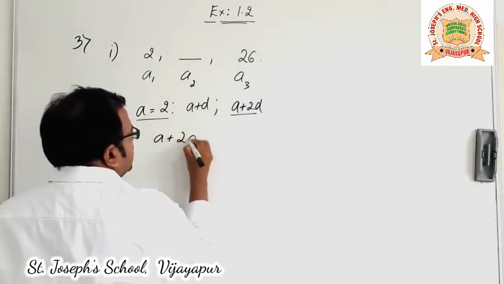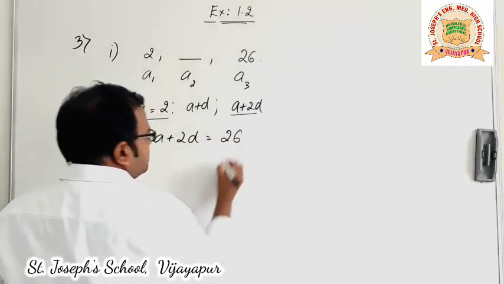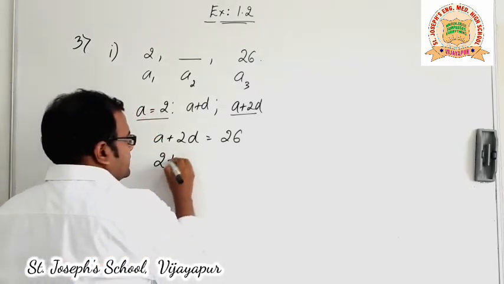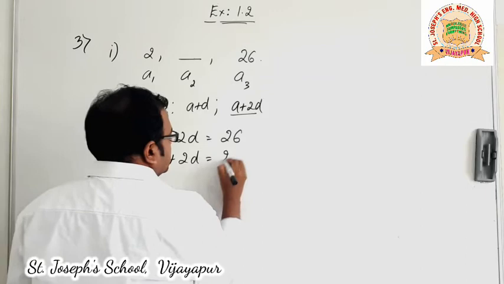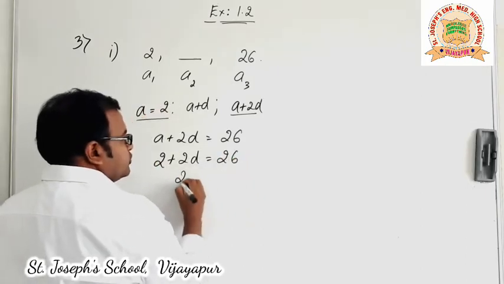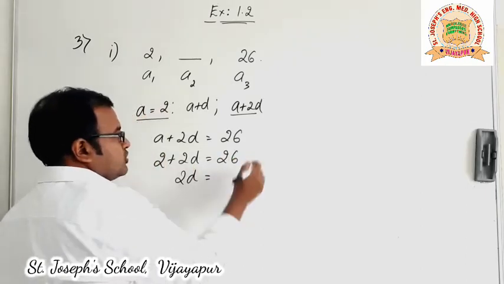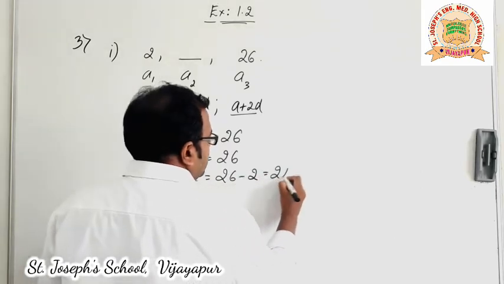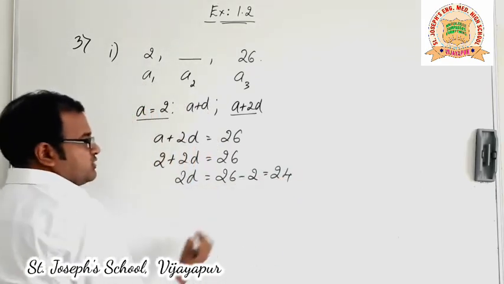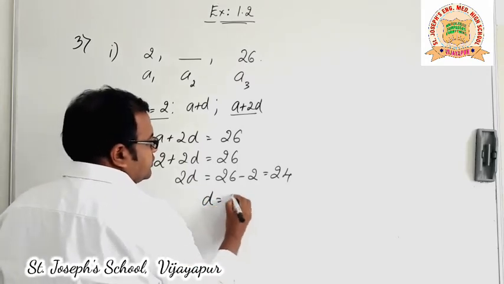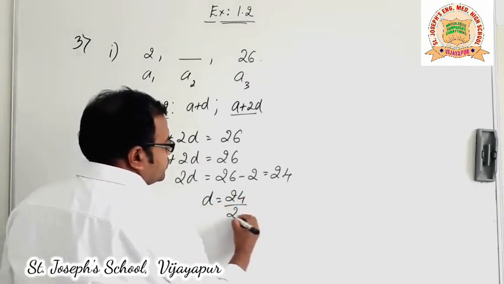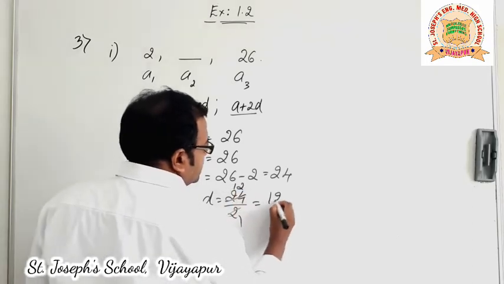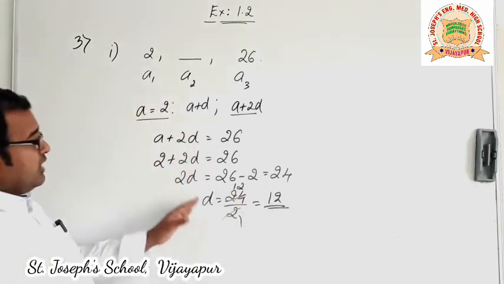A plus 2D is 26, right? But A we know is 2. So 2 plus 2D is equal to 26. 2D is equal to, 2 goes to the other side, becomes 26 minus 2, which is 24. If 2D is 24, what is D equal to? 24 by 2, that is, 2 12s are 24. Answer is 12. So we have got D now.